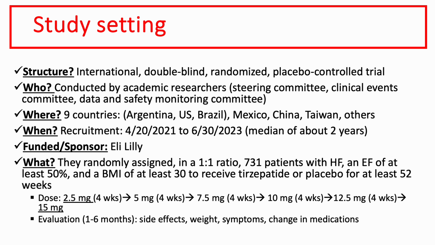For example, in this one the researchers randomly assigned, in a 1-to-1 ratio, 731 patients with heart failure with an EF of at least 50% and a BMI of at least 30 to receive either tirzepatide or placebo for at least 52 weeks. And then you present to them how they dosed the medications. So I think these elements are really important to include when you're talking about the study setting and the study structure.